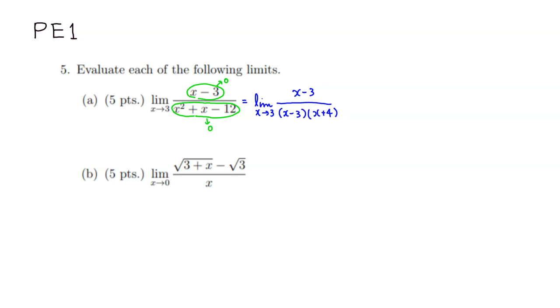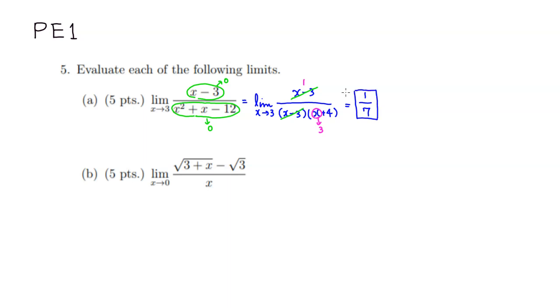Then, since we found the common factor, you have x minus 3 on top and x minus 3 on the bottom, and so there's going to be 1 on top. Then we know that x is going to 3. So you have 1 on top, and then you're going to have 3 plus 4. So it's going to be 1 over 7. So that's the limit for part A.